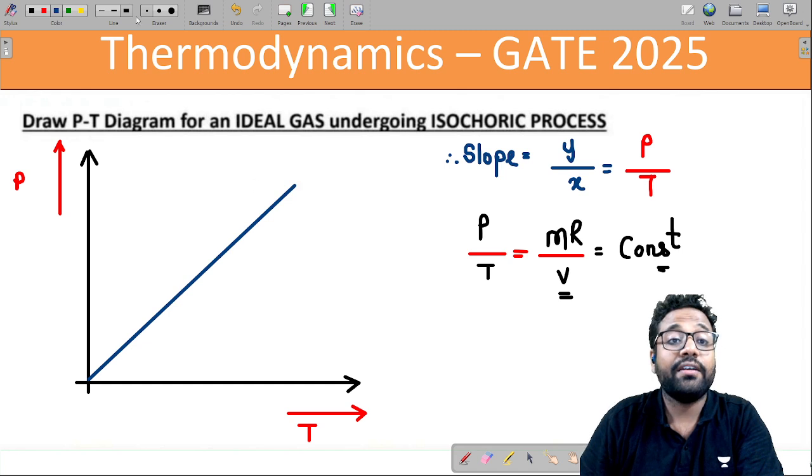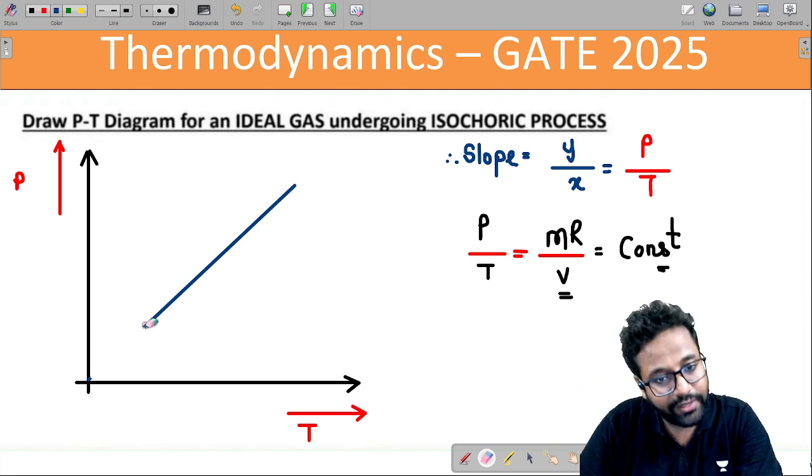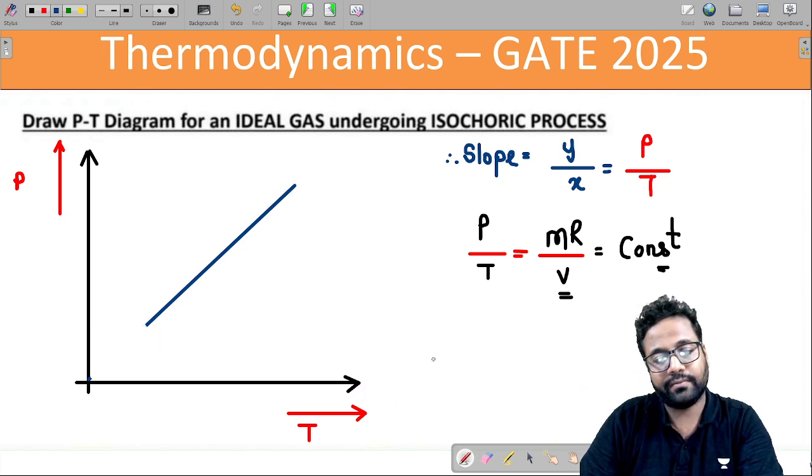But बच्चा, we cannot have a zero volume, so this line can never be from the origin. Remember the basics. Okay, बच्चा? So this will be this way. And what will be the slope of this line?